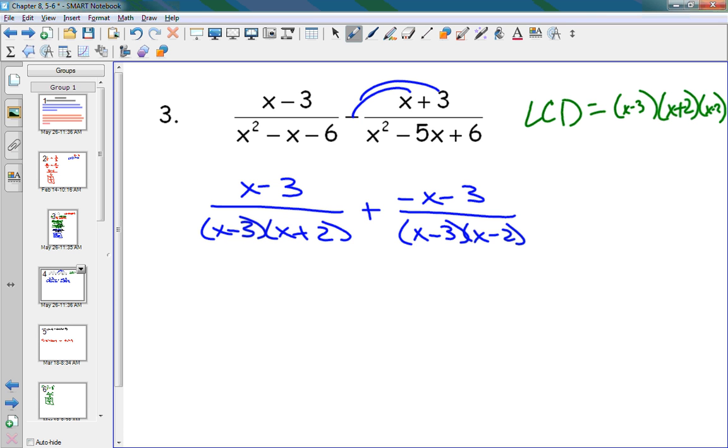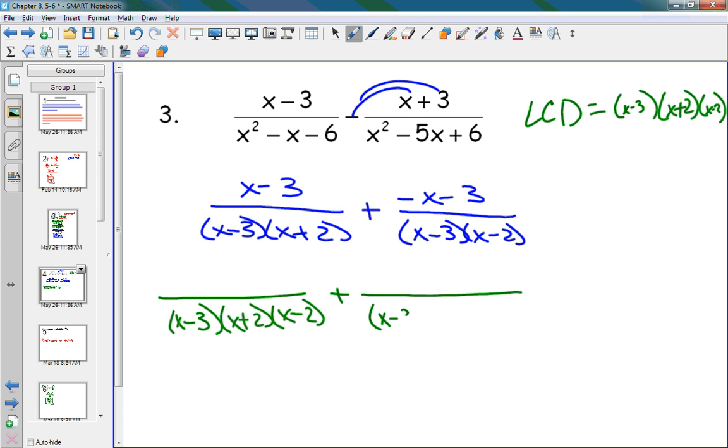Okay? Now that we've factored this completely, I need this fraction to have that least common denominator. I need this fraction to turn into that denominator. So what we're going to do is write it down like that. We're going to have x plus... x minus 3, x plus 2 times x minus 2, plus x minus 3, x plus 2, x minus 2.